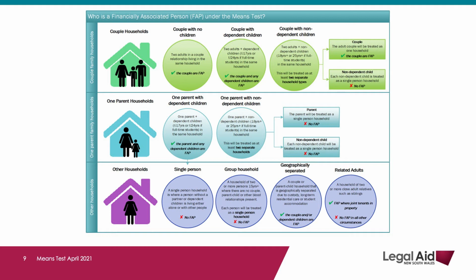Here we have a diagram that shows the different household types and financially associated persons. This is available to download on our website. Go to the For Lawyers drop-down menu and select Resources and Tools. On this page, there is a link to Eligibility Policy Resources.